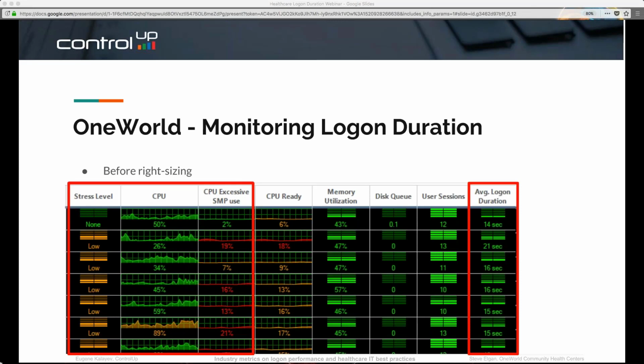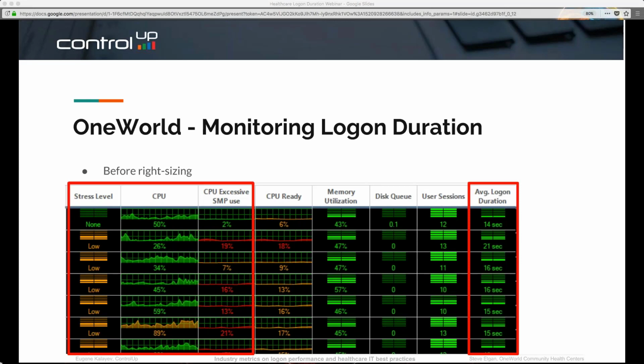So here's a couple of screenshots. This is from November of last year. You can tell that we have an obvious issue with CPU ready and excessive CPU SMP use. The VMs are under stress. This is just a portion of the VMs that we were running at the time.